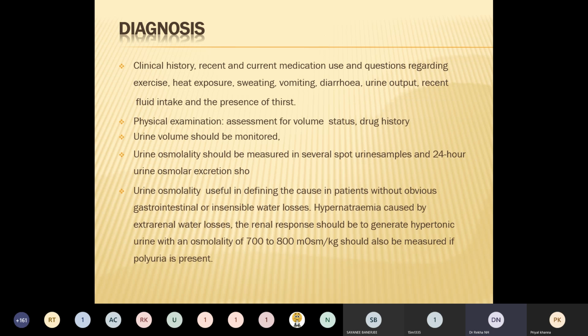Whenever we suspect hypernatremia, we have to take a history: current medications, heat exposure, sweating, vomiting, diarrhea. These are conditions where there is excessive free water loss: heat exposure, sweating, and decreased fluid intake and thirst. On examination, we have to assess volume status and urinary volume, how much urine the patient is producing, because one of the causes of hypernatremia is diabetes insipidus. Urine volume should be recorded, and urine osmolality on spot urine samples or a 24-hour urine osmolar excretion should be done.